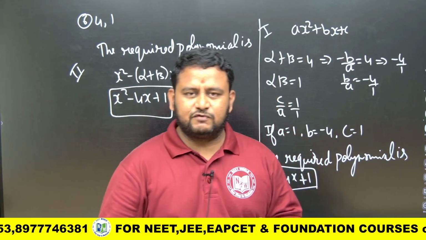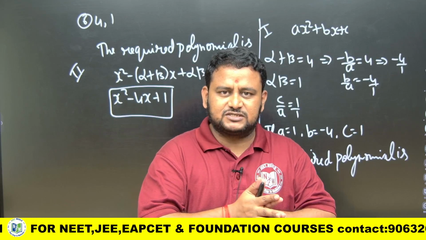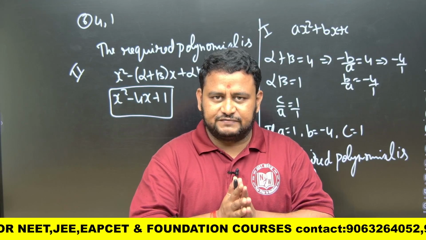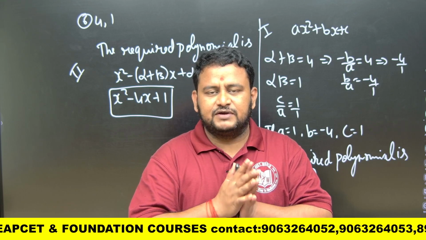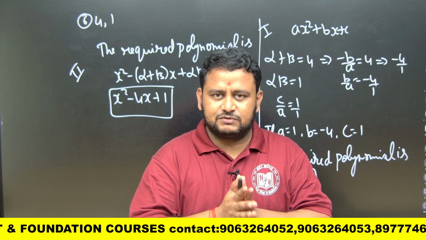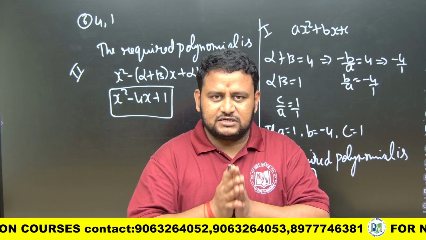So we started with a given quadratic polynomial. We had to find the zeros, then establish the relation between zeros and coefficients. That we found by the direct method, alpha plus beta and alpha beta. Then we verified using alpha plus beta, the sum of the zeros, is minus b by a, and alpha beta, the product of the zeros, is c by a.